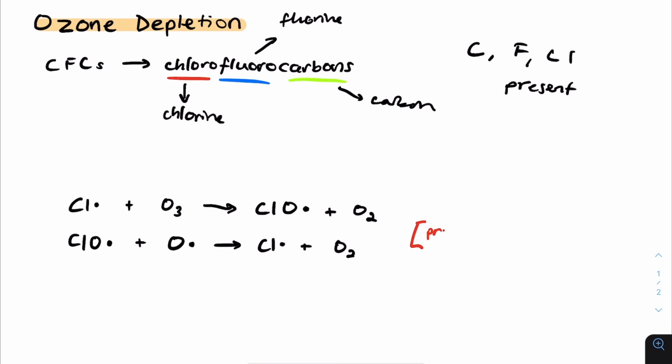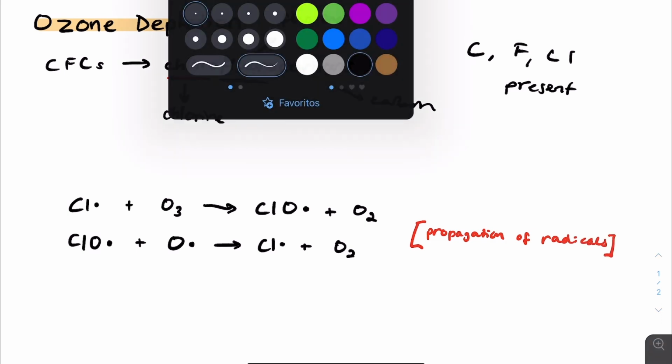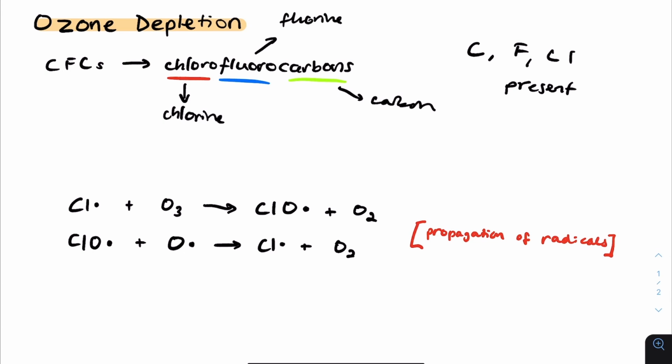So in this respect, these radicals are able to displace many different oxygen atoms from ozone molecules, and therefore create a lot of destruction in terms of the ozone. It is actually said that one molecule of a CFC can catalyze the breakdown of up to 100,000 molecules of ozone, just because the propagation of radicals is such that many different ozone molecules can be disrupted.